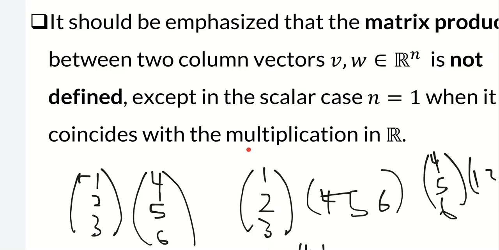All right. So 3 by 1. That is correct. What about this? What's the dimension for this? All right. So 1 by 3. That is correct. All right. So you see, this is 3 by 1, 1 by 3.